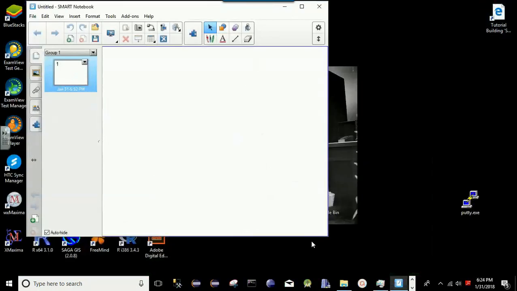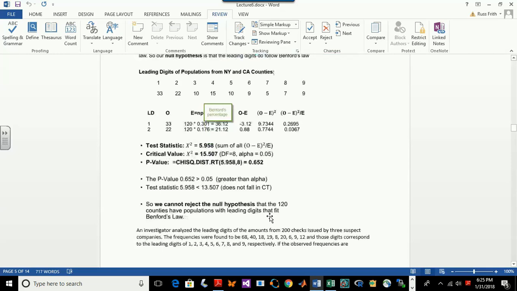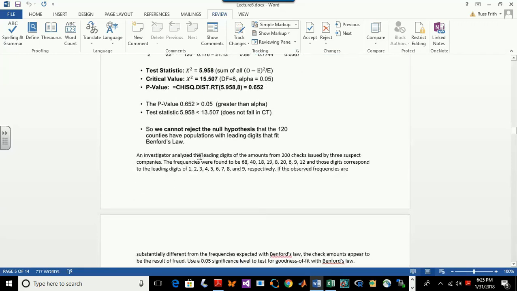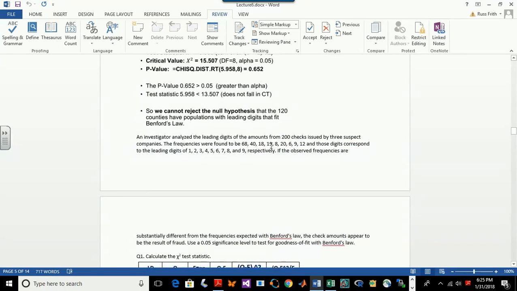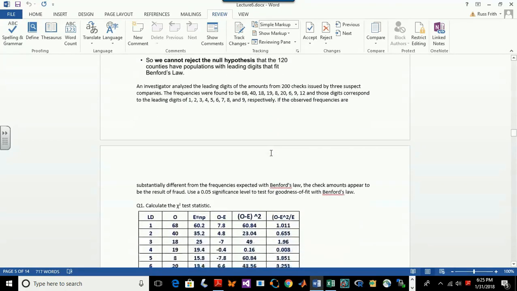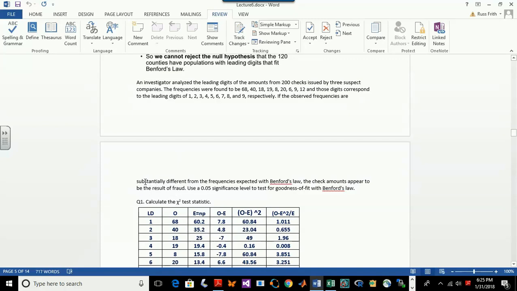Okay, so what's next? Go back to the Word doc. An investigator analyzed the leading digits of the amounts from 200 checks issued by 3 suspect companies. The frequencies were found to be 68, 40, and so forth, and those correspond to the leading digits 1 through 9 respectively. If the observed frequencies are substantially different from the frequencies expected with Benford's law, the check amounts appear to be the result of fraud. Use the 0.05 significance level to test for goodness of fit with Benford's law.